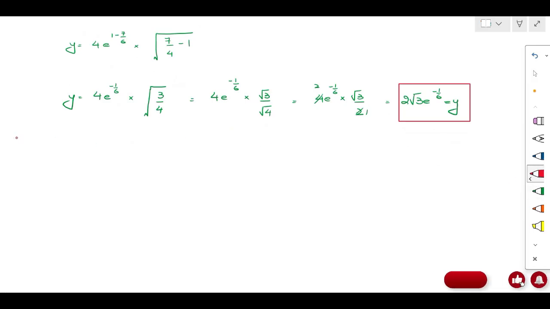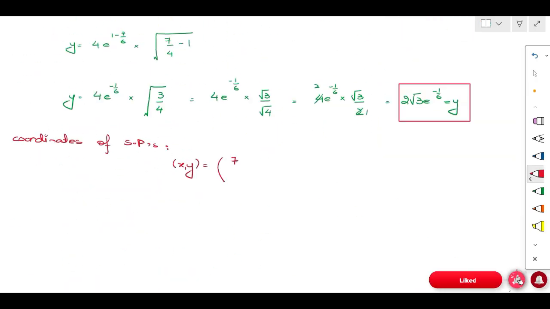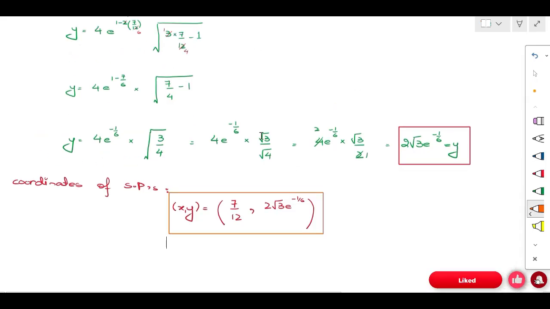So for this we can say that the coordinates of the stationary point are x and y. The x coordinate is 7 over 12, and 2 square root of 3 e to the power minus 1 by 6 is the y coordinate. So these are the exact coordinates of the stationary point, right? So that was the last question of our paper.